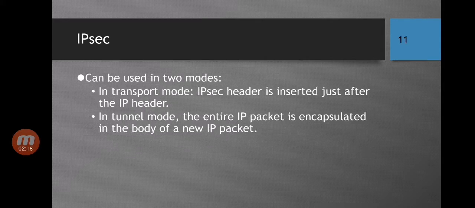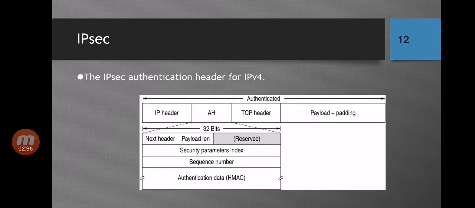It can be used in two modes, which is in transport mode, the IPsec header is inserted just after the IP header, and in tunnel mode, the entire IP packet is encapsulated in the body of a new IP packet. The IPsec authentication header for IPv4. So you will see you have the frame, and where we have the IPsec in one of the headers.